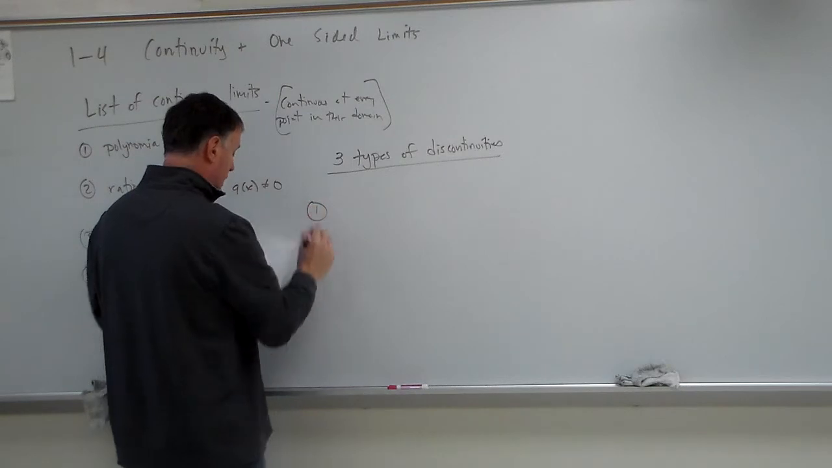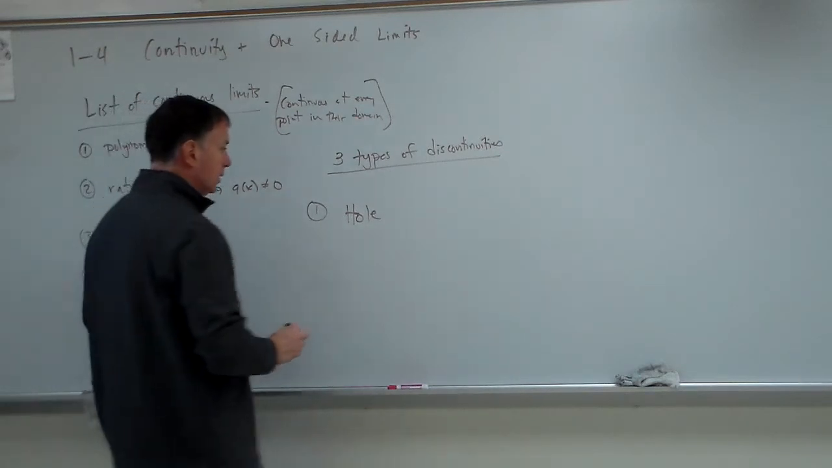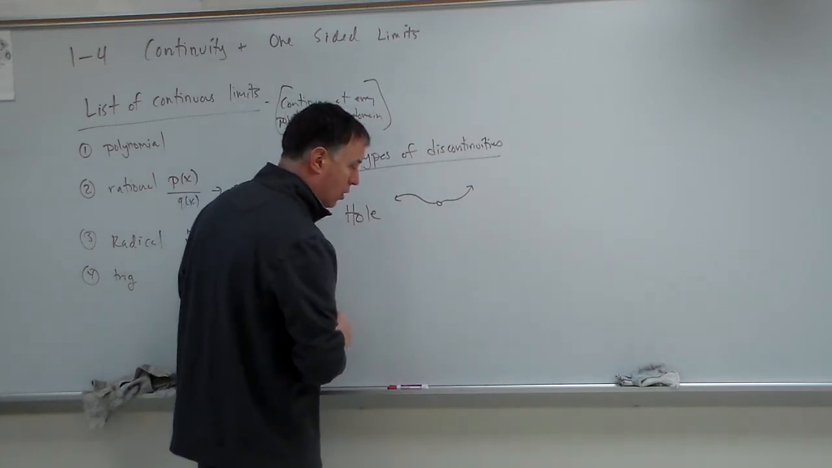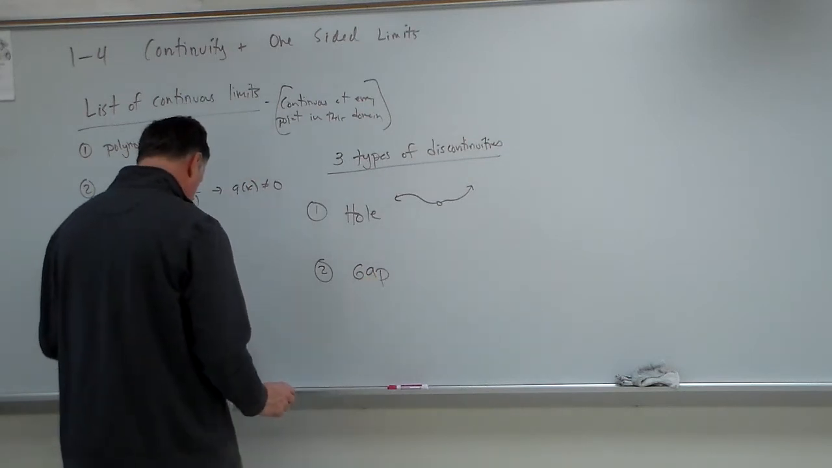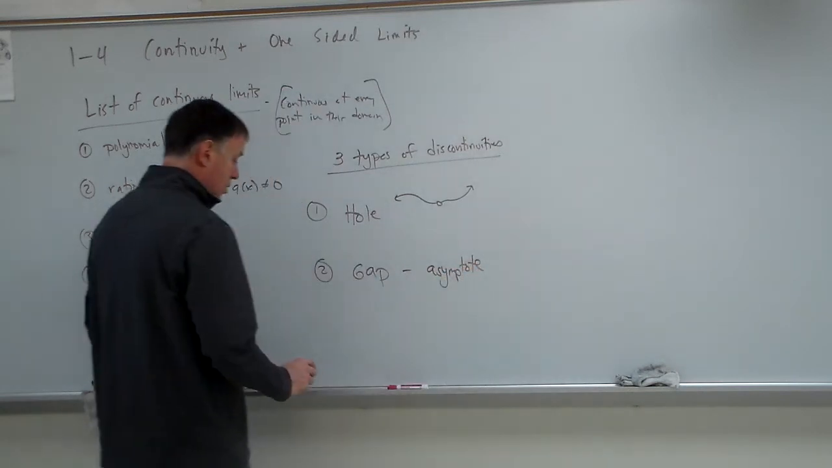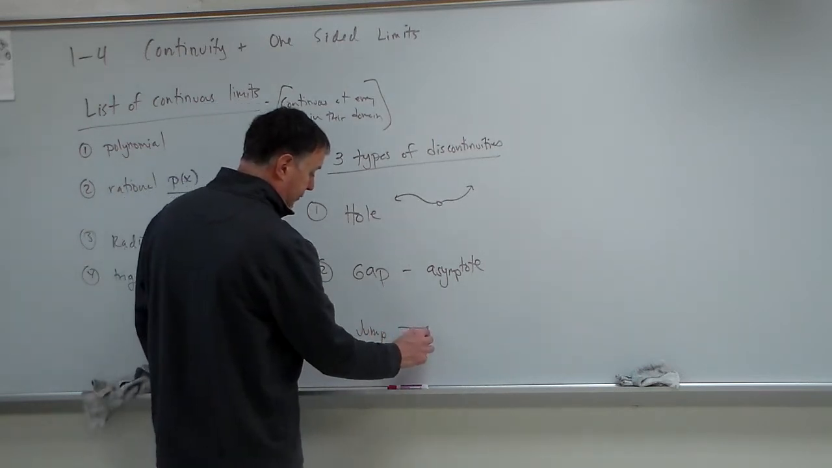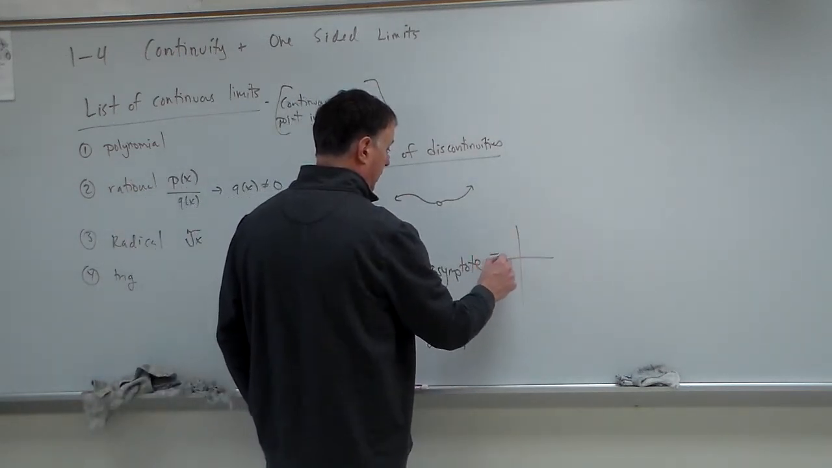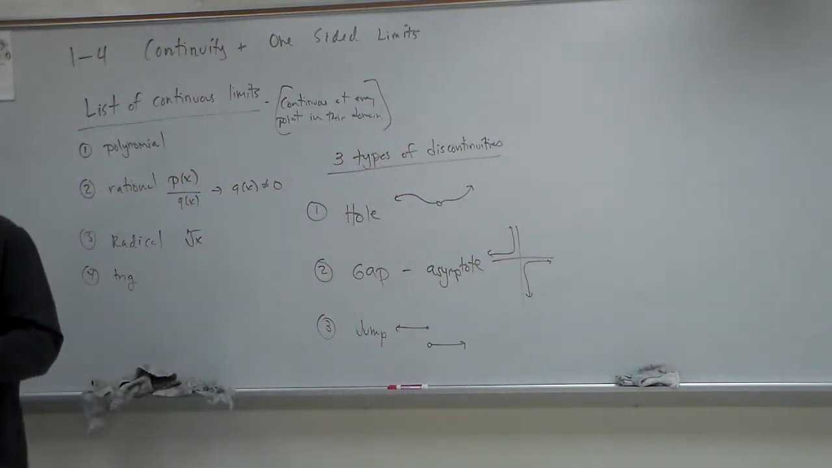3 types. Number 1, we have a hole. And we've already looked at some of these. It goes like this, there's an open circle, and it looks like this. That's an example of a hole. 2, we have what's called a gap, and a gap is an asymptote. And then 3, we have what's called a jump, and that's like an absolute value where you have something like this. The asymptote looks maybe, I don't know. Okay, so those are your 3 types.